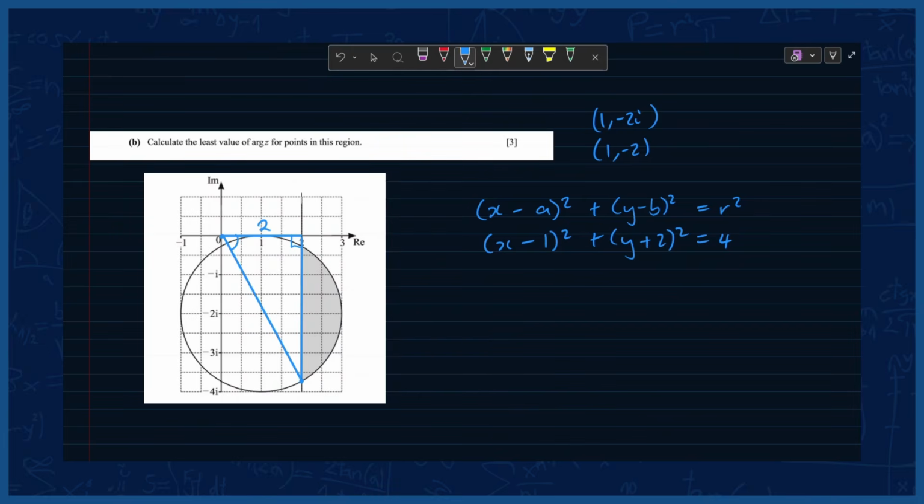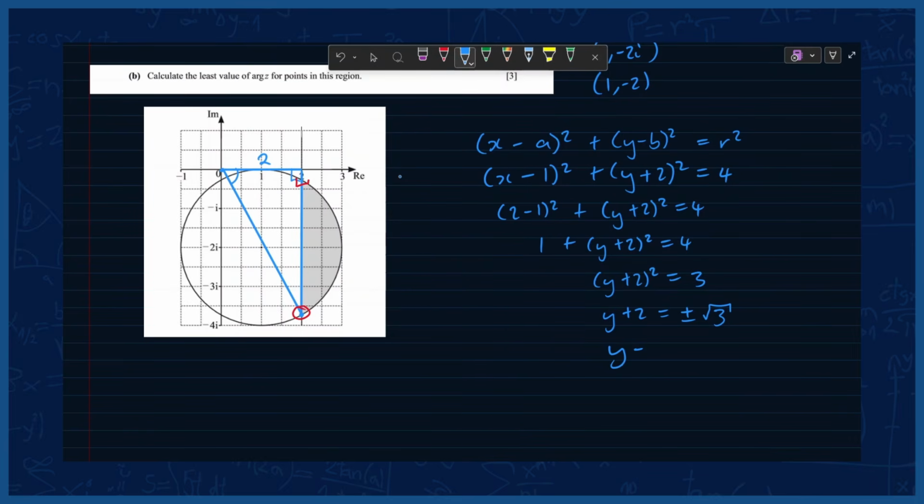I want us to find the coordinates of this point here. We know that it lies on the circle and we know that it has an x value of 2. So when x is 2, what is y? So 2 minus 1 squared plus y plus 2 squared is equal to 4. So I have 1 plus y plus 2 squared is 4. So I end up with y plus 2 squared is 3. And so if I take the square root on both sides, I get y plus 2 has to be plus or minus the square root of 3. So I get that y has to be negative 2 plus or minus root 3.